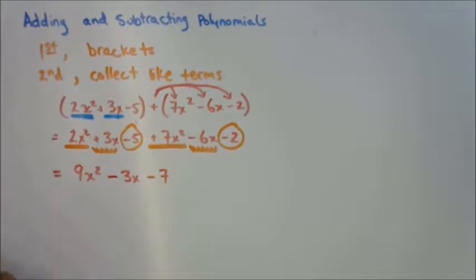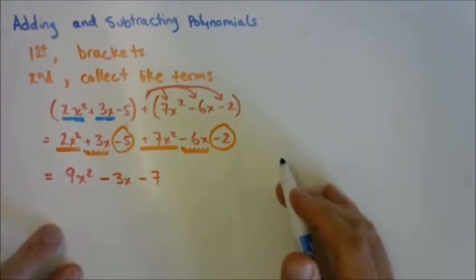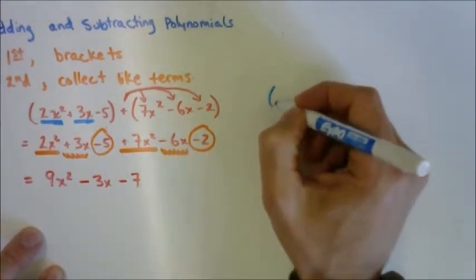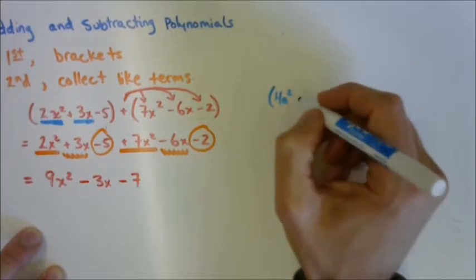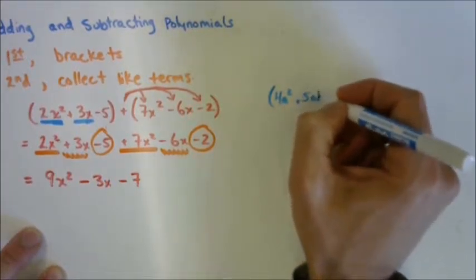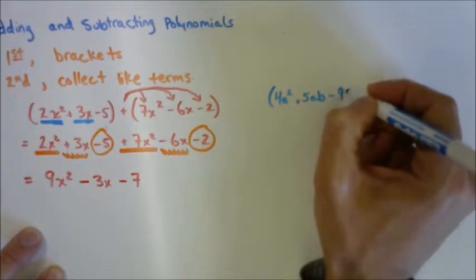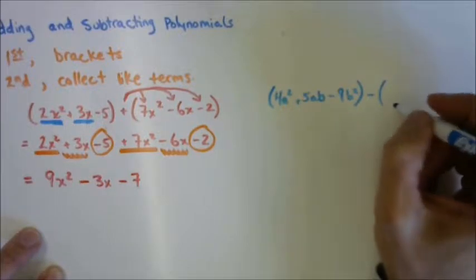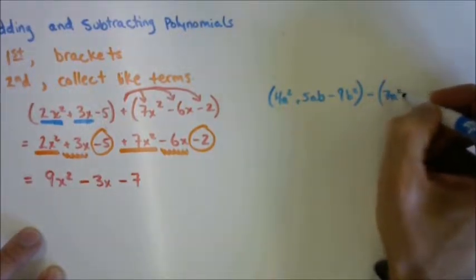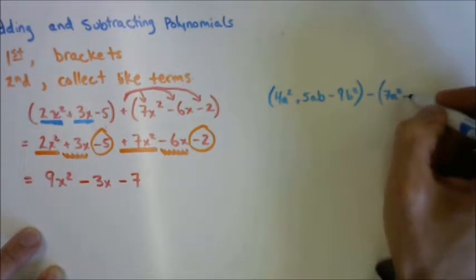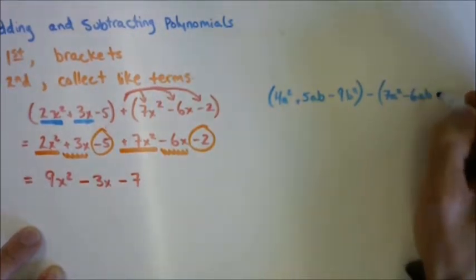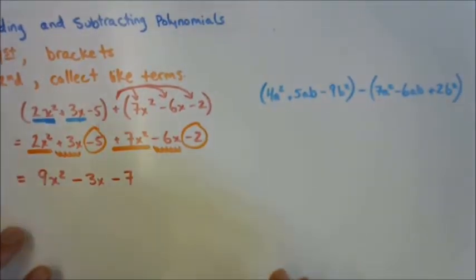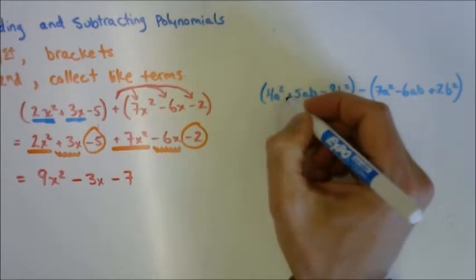Subtraction works in a very similar way, but we have to make sure we take care of the brackets first again. So here's an example with subtraction. Our first bracket is 4a squared plus 5ab minus 9b squared. And this time we have a minus sign in between the brackets. And inside the second bracket is going to be 7a squared minus 6ab plus 2b squared. Is that minus 5ab? Over here in the first is a plus. Yeah.